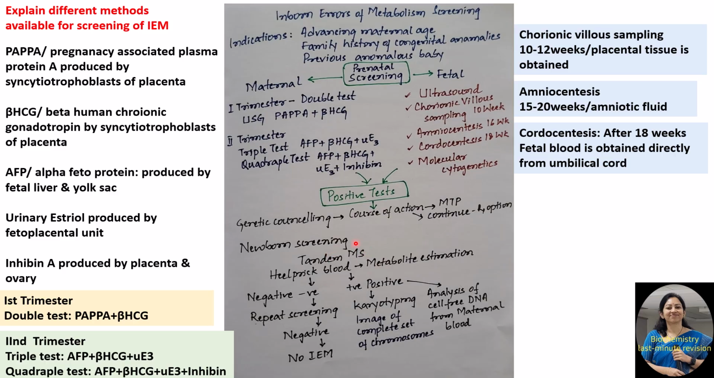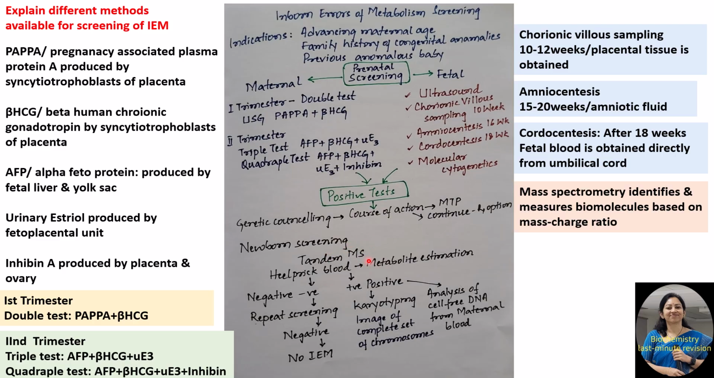So in newborn screening, the most sensitive method used is mass spectrometry, which identifies and measures biomolecules based on mass and charge ratio. Usually tandem MS is used. Tandem MS refers to mass spectrometry coupled with chromatography, either high performance liquid chromatography, gas chromatography, or simple liquid chromatography. Here the child's heel prick blood is collected and used for metabolite estimation.